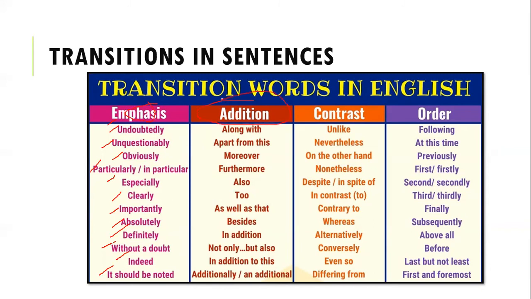Now let's go to addition. So if you are going to add something in your sentences, then you need to use this transition word. For example, along with, apart from this, moreover, furthermore, also, as well as that. Besides, in addition, not only, but also. In addition to this, additionally, and additional. So if you want to add some ideas about the sentence or about the paragraph or the topic itself, so you need to use this addition transition words.